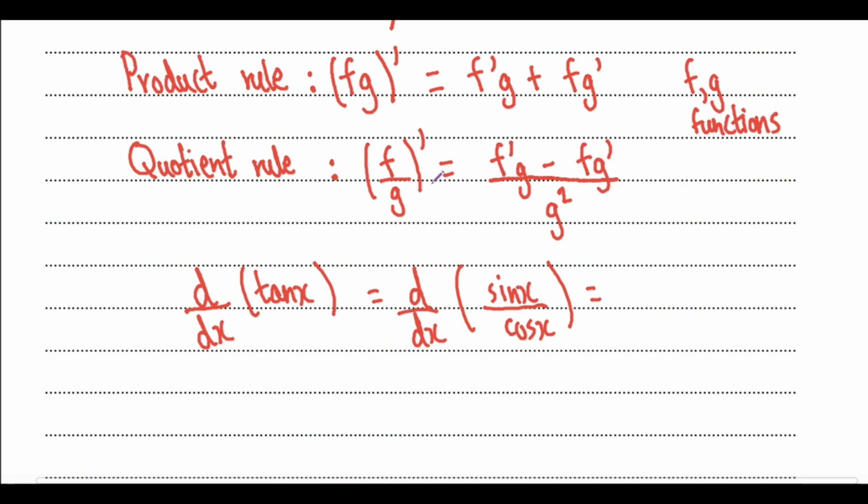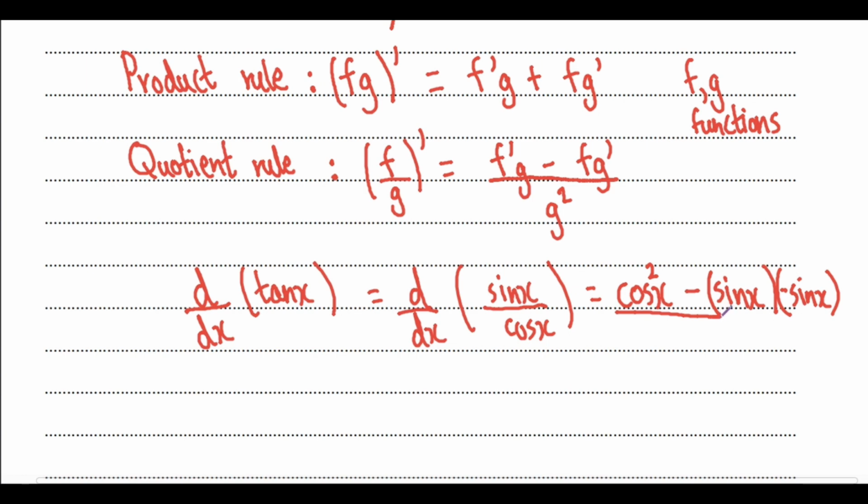So the quotient rule says f over g. f in our case is sine, g in our case is cosine. So we do f prime times g. f prime is just the derivative of sine, which is cosine, so that's cosine of x times g, which is cosine of x. So that becomes cosine squared of x, minus f, which is just sine of x, times g prime, which is the derivative of cosine, which is negative sine. So this is sine times negative sine of x, in brackets, and then divided by g squared.